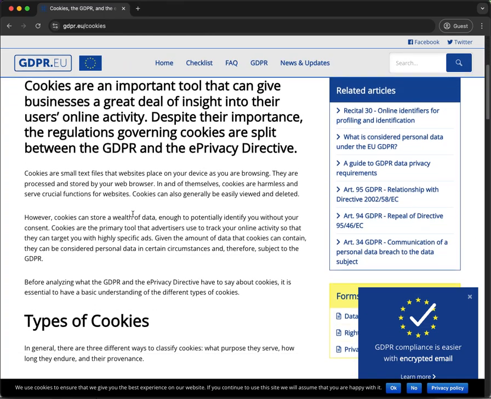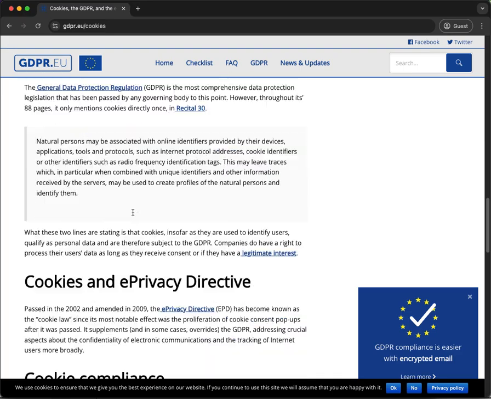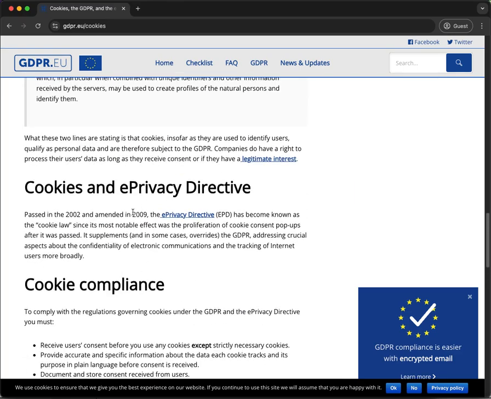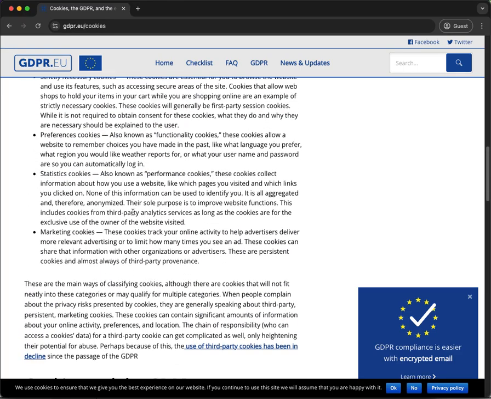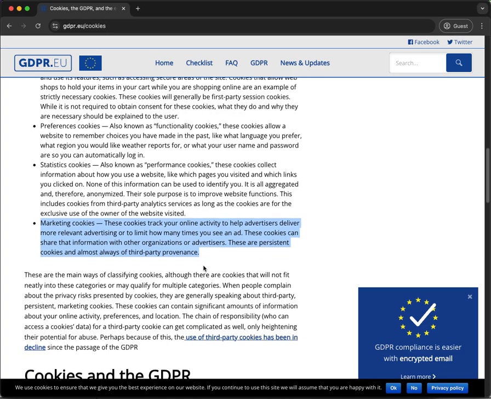So I'll just go down here and there's a bit of stuff about cookies and so on. There's all sorts of stuff that it explains. Anyway, it explains in a little bit more detail what I'm talking about. But here it is, marketing cookies. These cookies track your online activity to help advertisers deliver more relevant advertising or to limit how many times you see an ad. These cookies can share information with other organizations or advertisers. These are persistent cookies and almost always of third-party provenance.